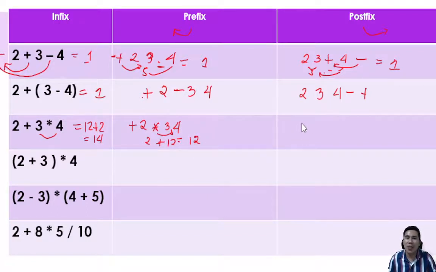Next is postfix, using the infix notation. We are going to have 3, 4, multiplication, and then you have here 2. So 3 times 4, and then the result would be added to 2.